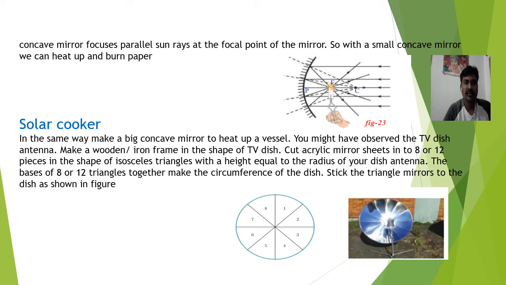For this, make a wooden or iron frame in the shape of a TV dish. Cut acrylic mirror sheets into 8 or 12 pieces in the shape of isosceles triangles with a height equal to the radius of your dish antenna. The bases of the 8 or 12 triangles together make the circumference of the dish. Stick the triangle mirrors to the dish as shown in the figure.